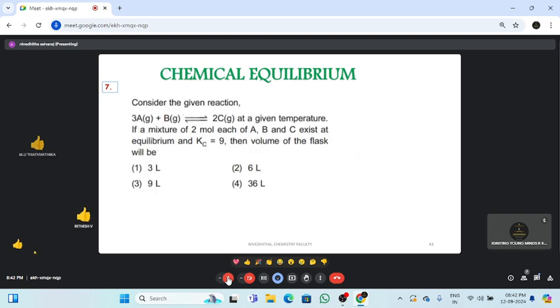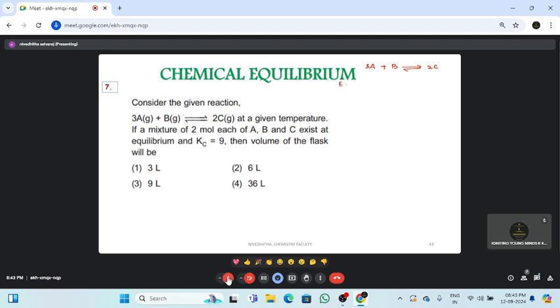Okay. So the next question is, consider the given reaction. 3 moles of A and 1 mole of B in a mixture. If a mixture of 2 moles each of A, B, C exists at equilibrium and Kc is 9, then they're asking us to find the volume of the flask. So I'm going to write this equation. 3 moles of A and 1 mole of B react together to give 2 moles of C, and this reaction is at equilibrium.